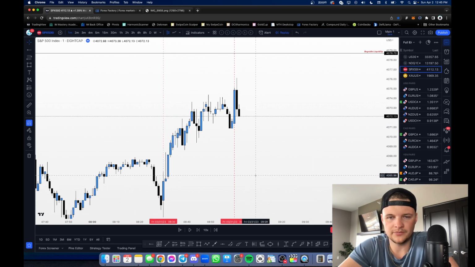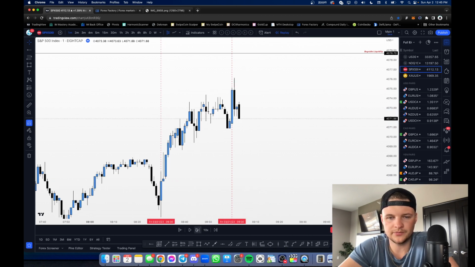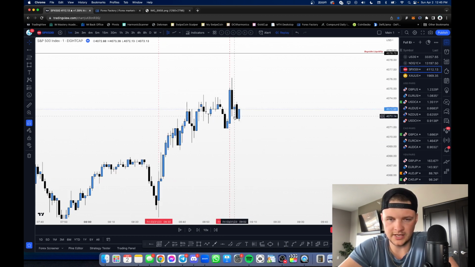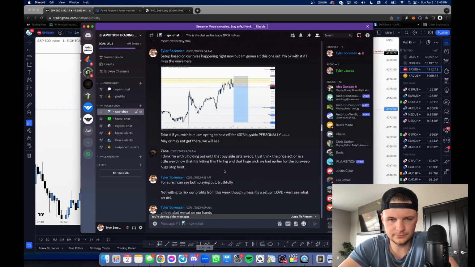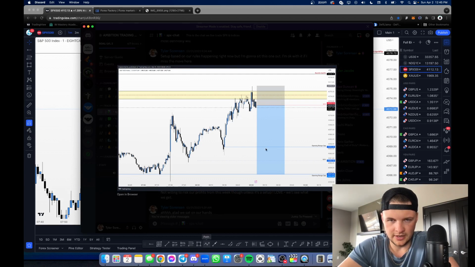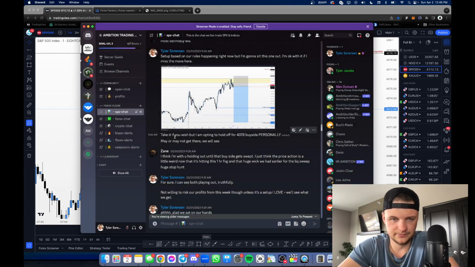So price runs up. We sweep buy side liquidity with the news. And then this could have been where you taken an entry from, right? You could have, but we did not. I said, this setup is happening right now, but I'm just going to sit on my hands and not take it. Take it if you wish, but I'm opting to hold off for 40.78 buy side personally.